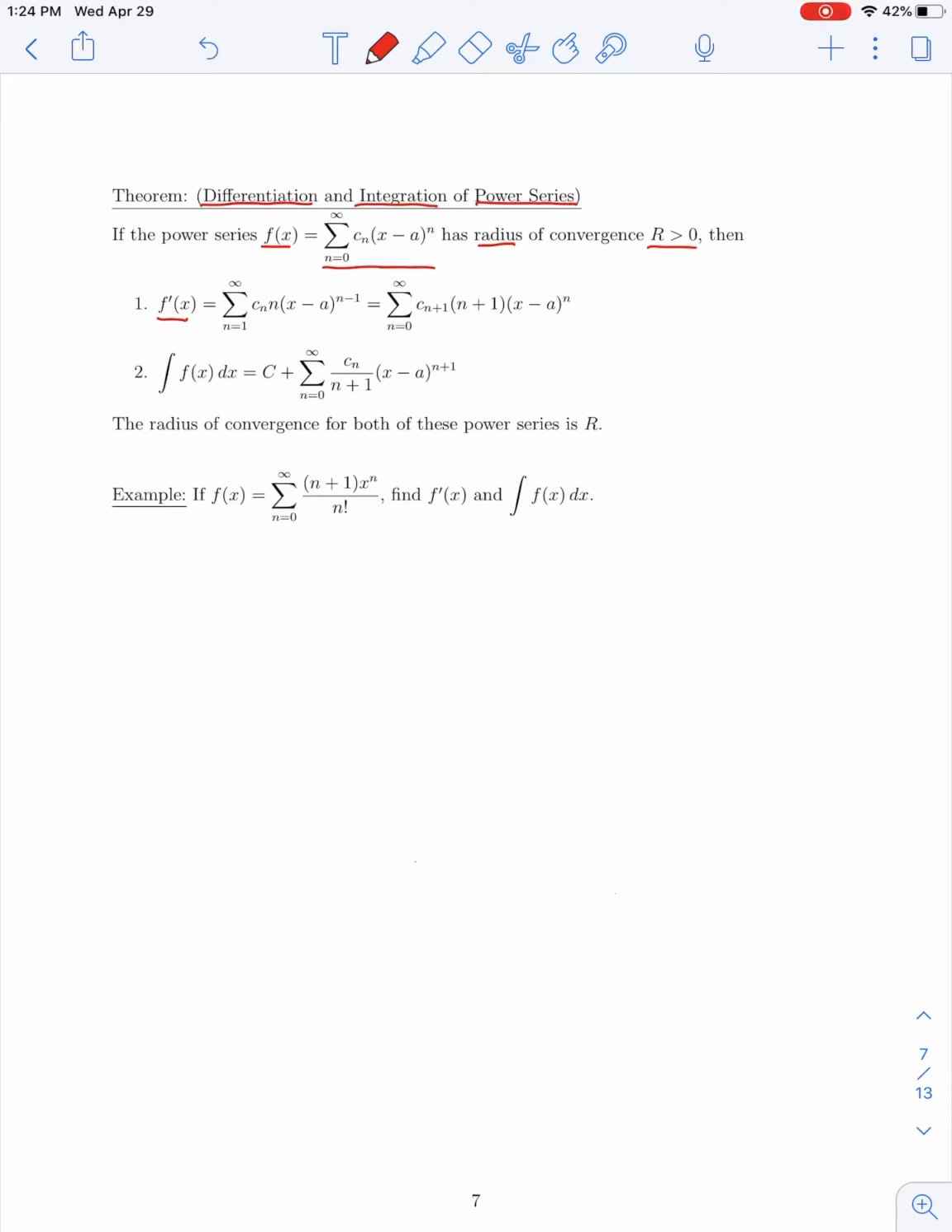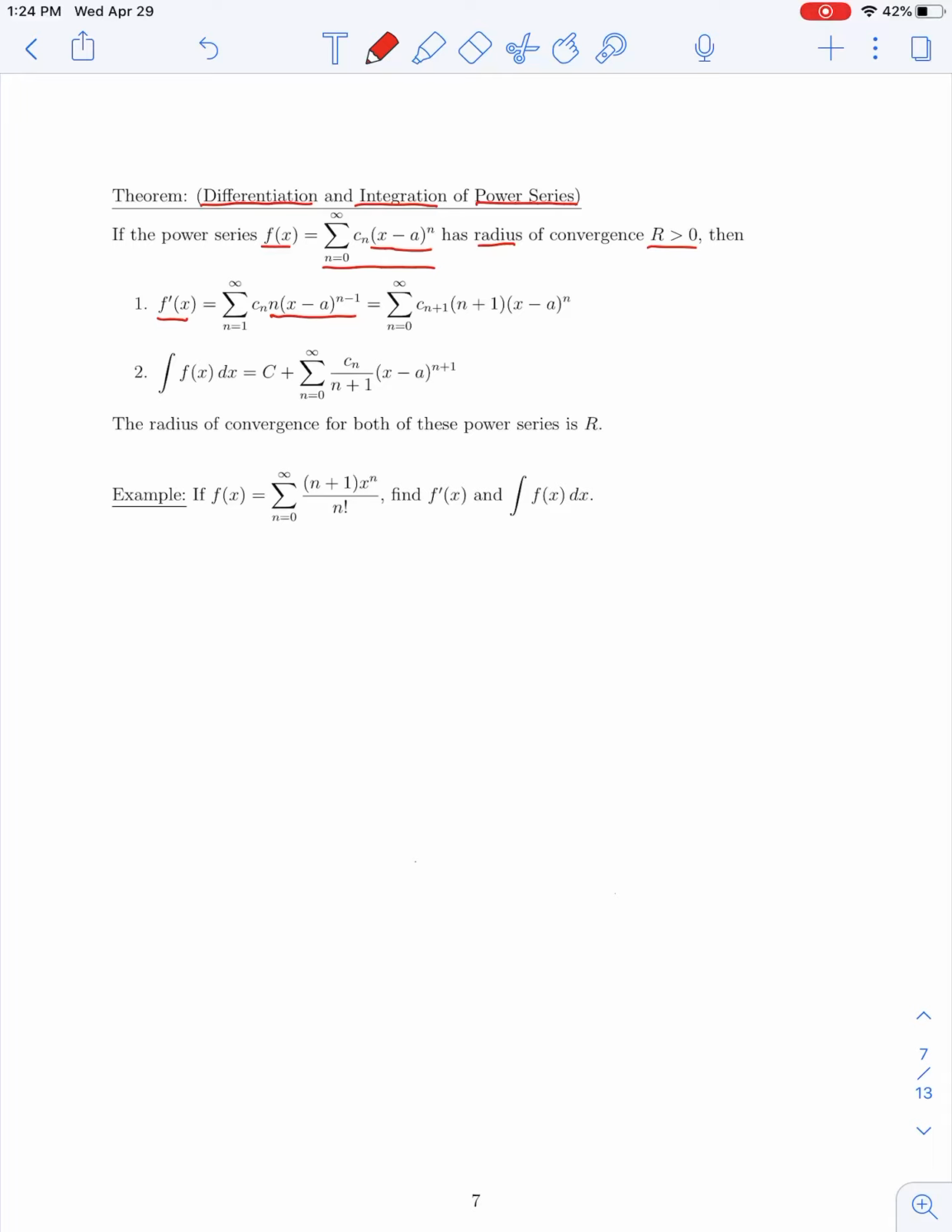So essentially this theorem is saying that we can differentiate term by term. So if we look at the expressions within our power series, we're going to have the same coefficient c sub n, and then the derivative of x minus a to the nth power would be n times x minus a to the n minus 1 power. So we're just using the power rule to find our derivative there.